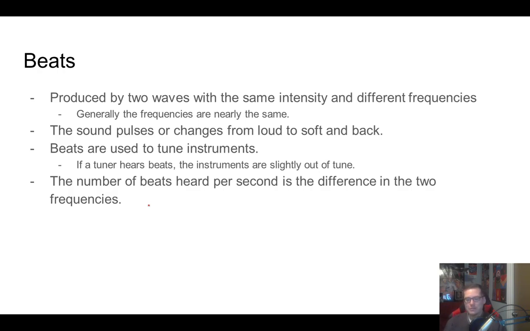So that's how you tune instruments, essentially, and it's all about the constructive and destructive interference. Now, the interesting thing is if you can count the number of beats you hear per second, it's simply the difference in the two frequencies. So if your frequencies are 1 apart, you should hear 1 beat per second. If they're 2 apart, 2 beats per second. If they're 3 apart, 3 beats per second.